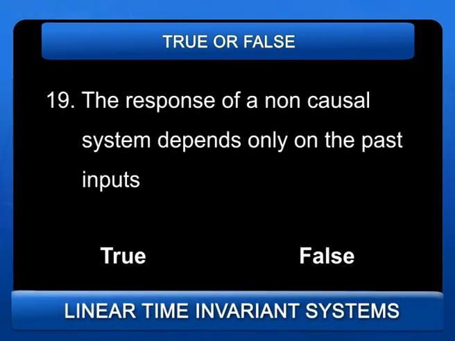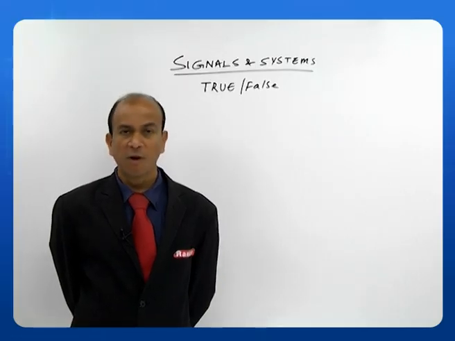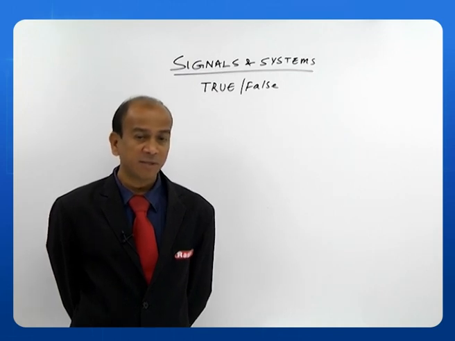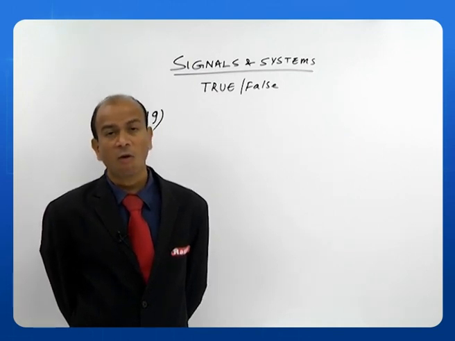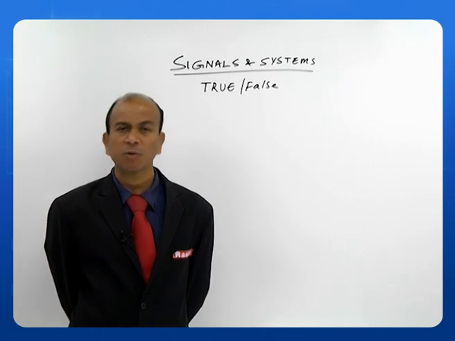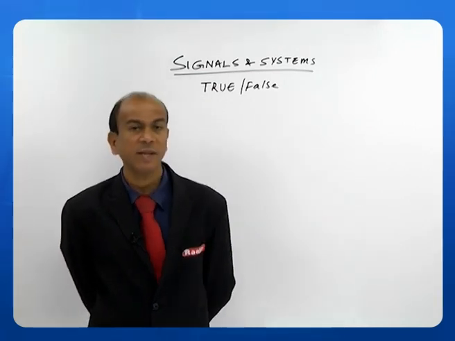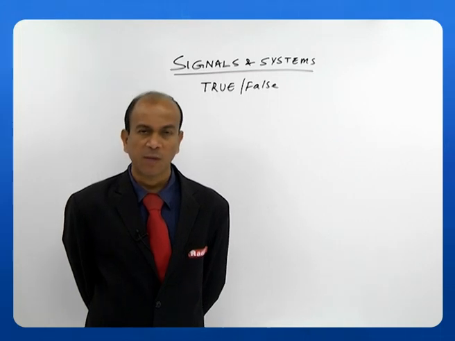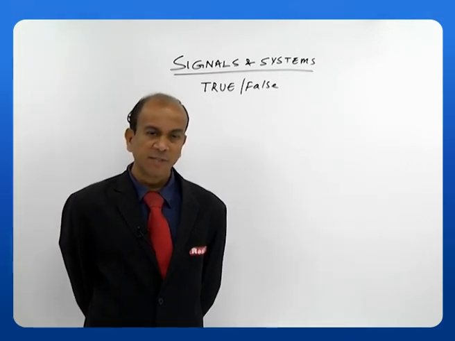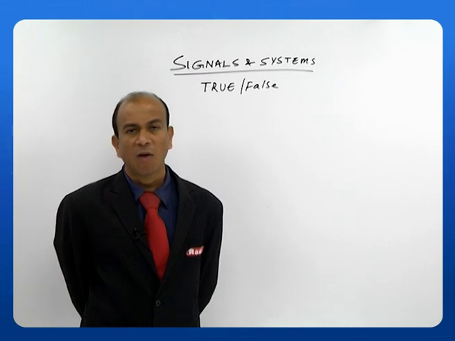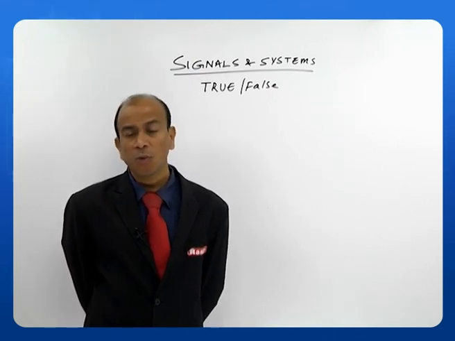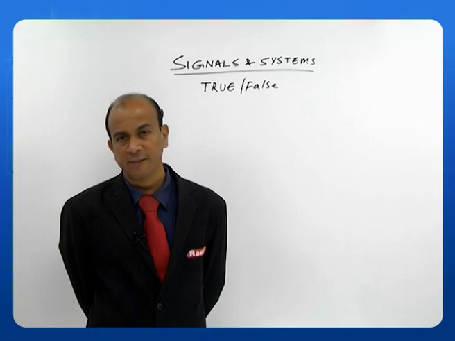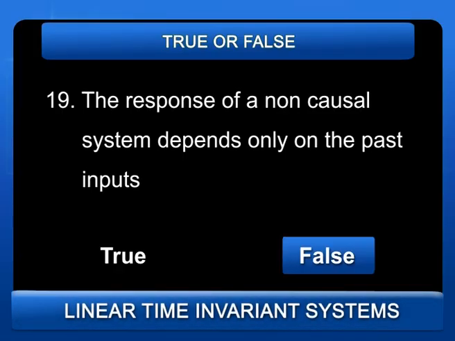Now question number 19. The response of a non-causal system depends only on the past inputs. The answer is of course definitely false, because when we said a causal system is the one that depends on the past inputs plus also the present value, the present value is defined by the past values. That is a causal system. A non-causal system of course does not depend only on the past inputs, isn't it? So it is a false answer. Question 19 is false.